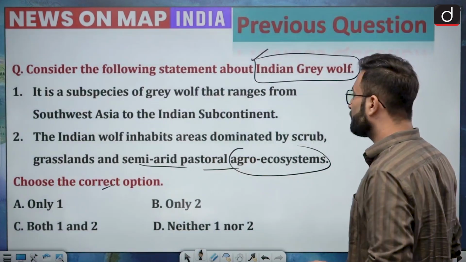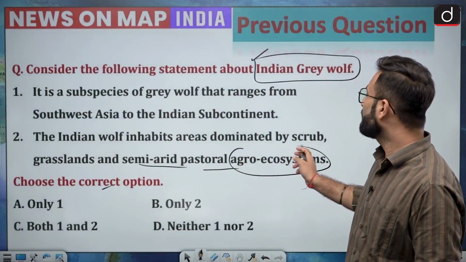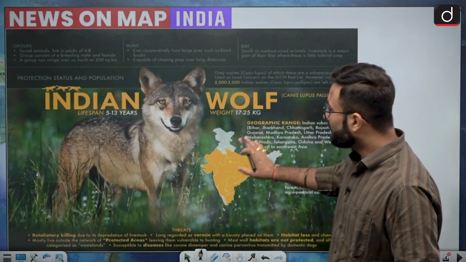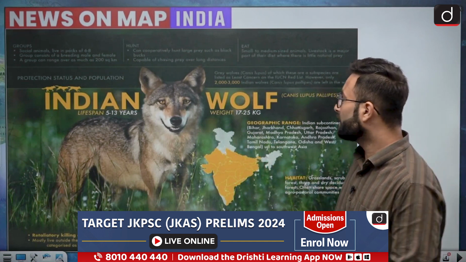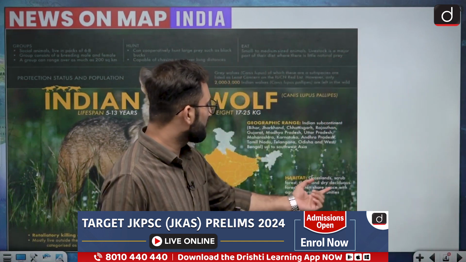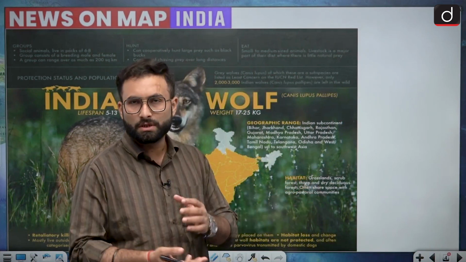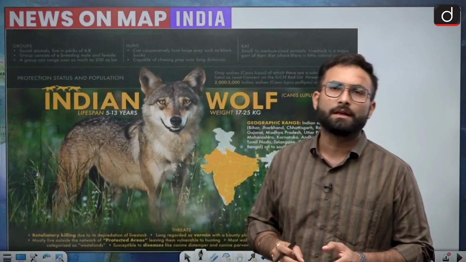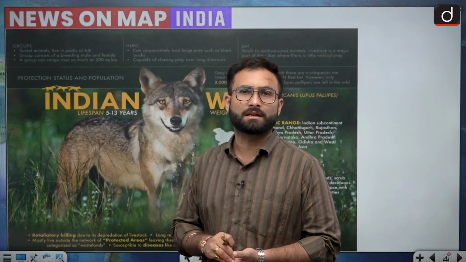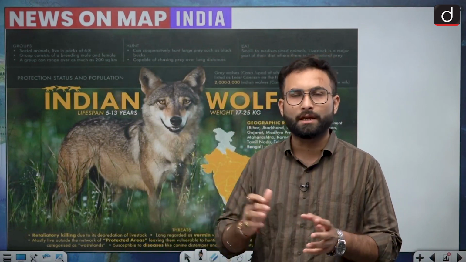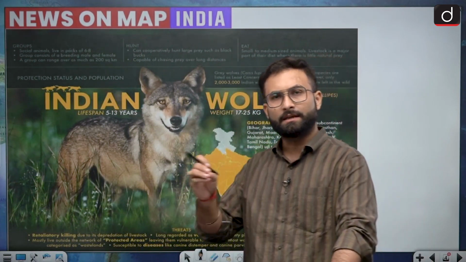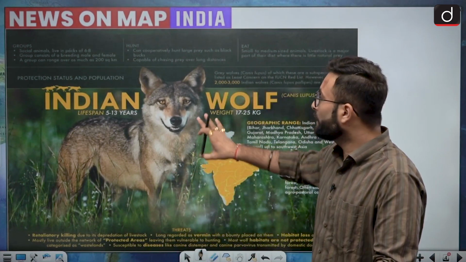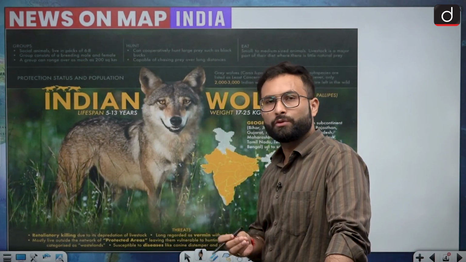Now talking about the second statement: the Indian wolf inhabits areas dominated by scrubs, grasslands, and semi-arid pastoral agro-ecosystems. This talks about the habitat of these wolves: grassland, scrubs, forest and dry deciduous areas, where there is not too much rainfall. Wolves need areas to prey, and grasslands are the most efficient for them to hunt. The lifespan of Indian wolves is around 5 to 12 or 13 years.